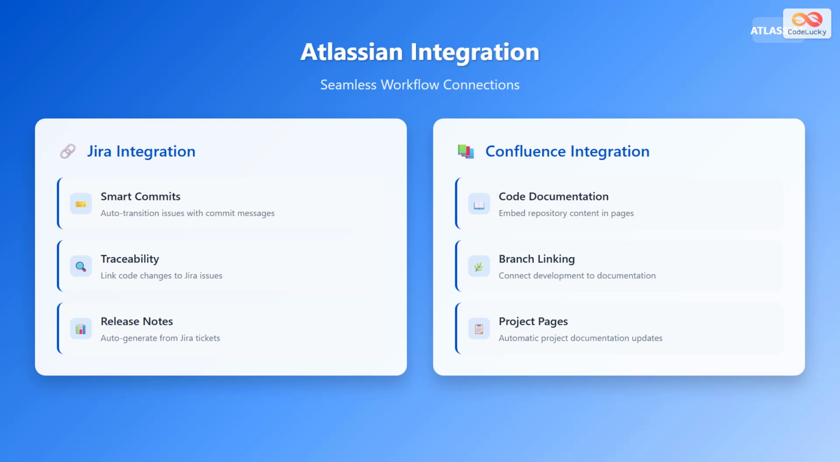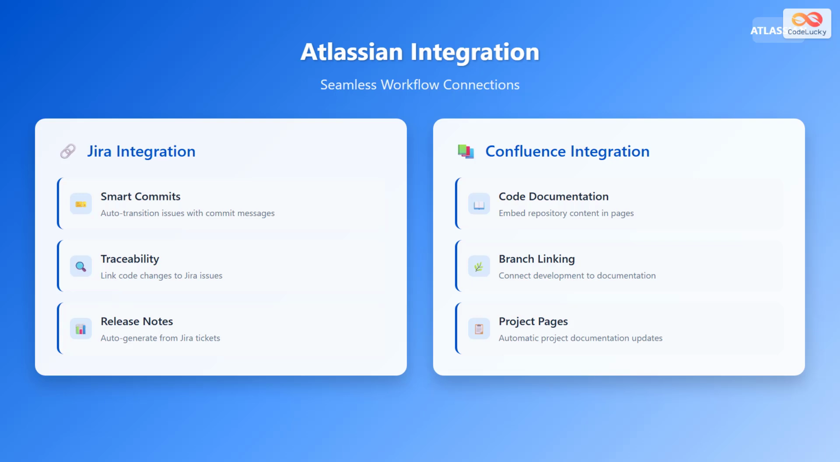Atlassian Integration is a key differentiator for Bitbucket and frequently appears in interviews for teams using the Atlassian ecosystem. Jira Integration provides powerful connectivity between code and project management. Smart commits allow developers to transition Jira issues automatically using special syntax in commit messages, streamlining the development workflow. Traceability features link code changes directly to Jira issues, providing complete visibility from requirements to implementation.